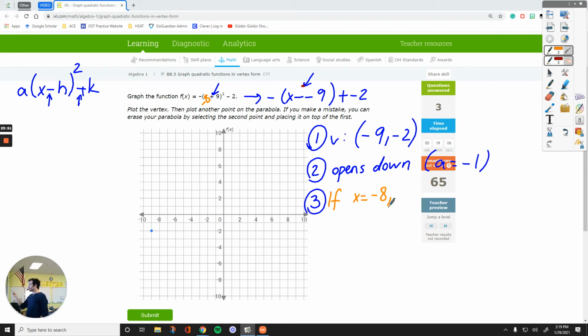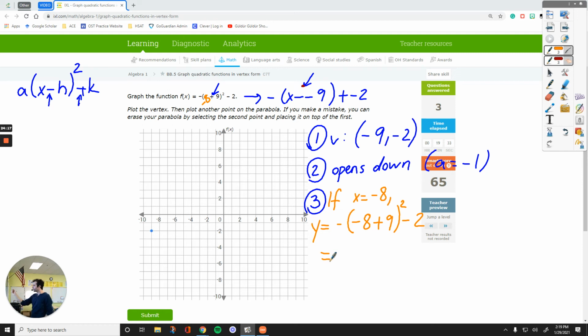So negative 8, let's see what happens. Rewrite the function as an equation: y equals negative parentheses, we have x plus 9, looking at the original given function, minus 2. Now this part is just math. Either use a calculator or do it step by step.